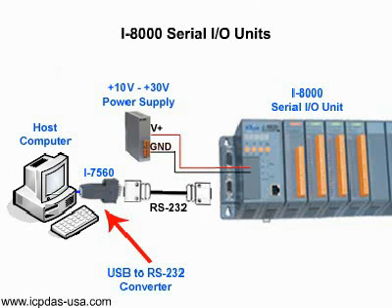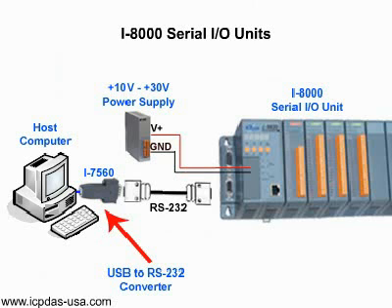The I8000 embedded serial I/O units can be used in remote data acquisition and control applications like environment monitoring, power management, and factory automation. You can configure their modules with DCON Utility. The units have an RS-232 port, so they could be connected directly to your PC with an RS-232 cable.